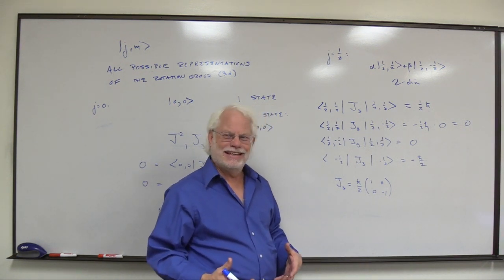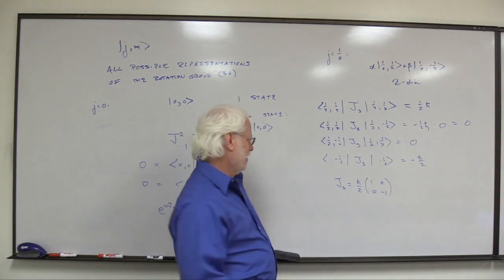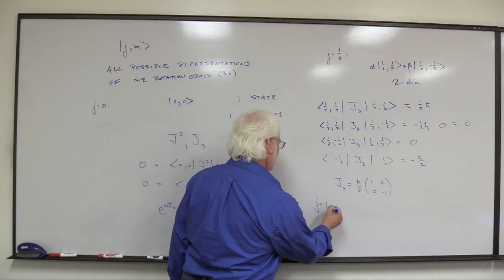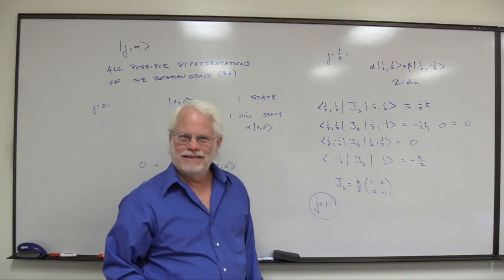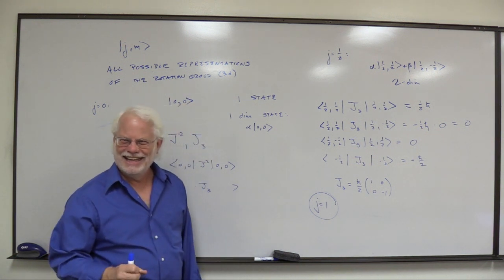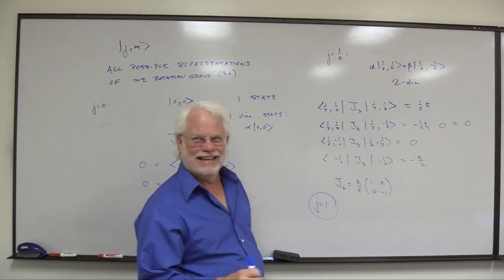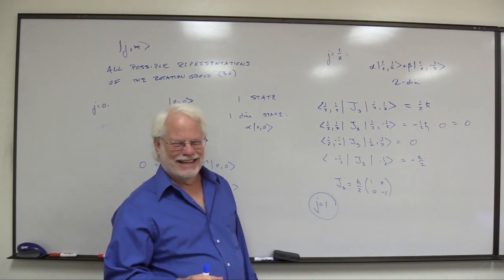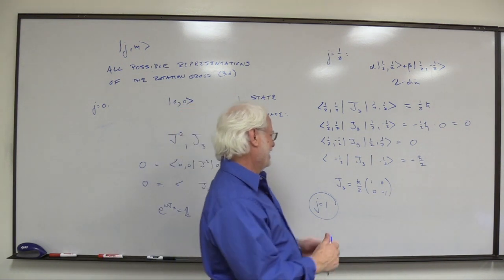So by the time we go to 3 dimensions, we're going to get SO(3). What happens with J equals 1? Proof left to the reader. That's a good way to end the class.